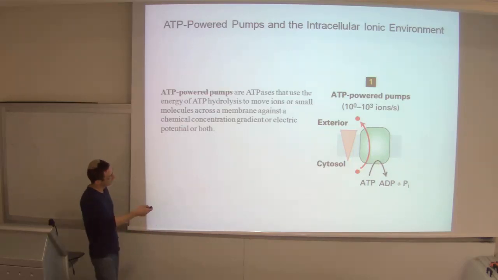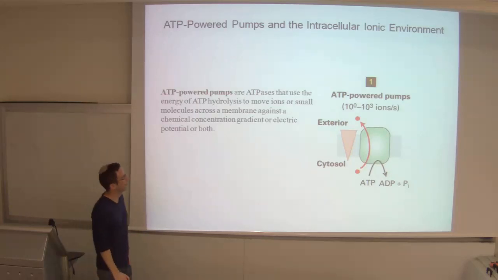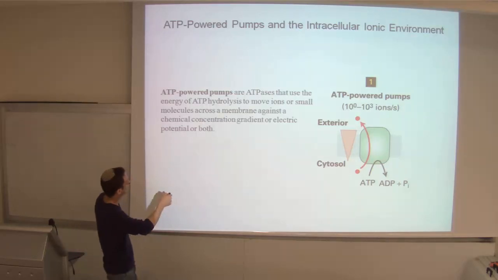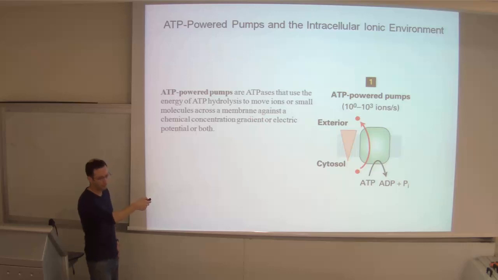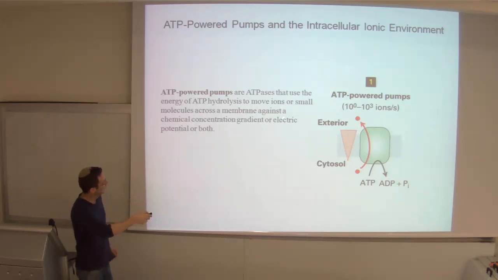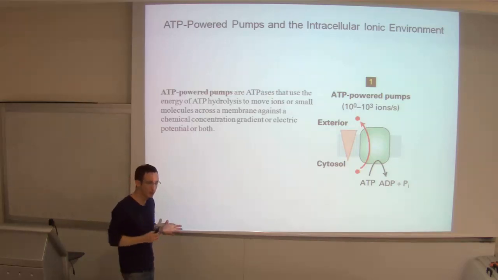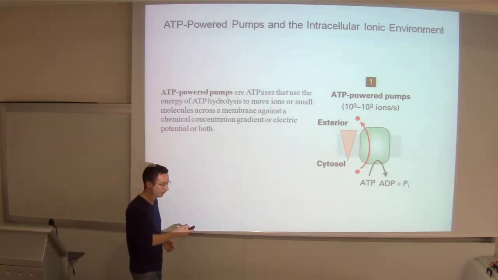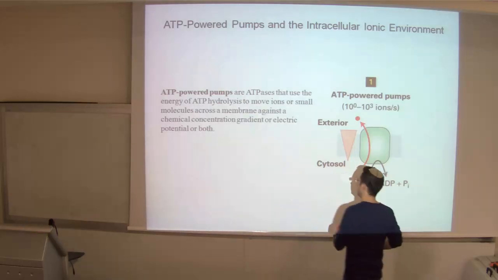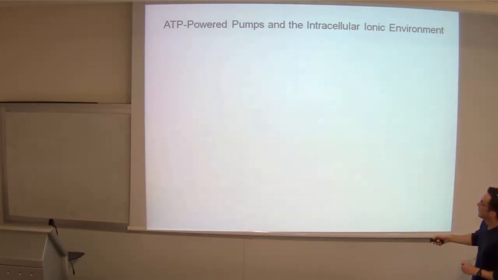And when we say a gradient, it can be either a chemical concentration gradient or an electric potential, or many times it will be both. Chemical concentration, I assume we all know what it means. Electric potential means that if an ion has a positive charge, going into a negative surrounding will be difficult for it, in a very simplified way.